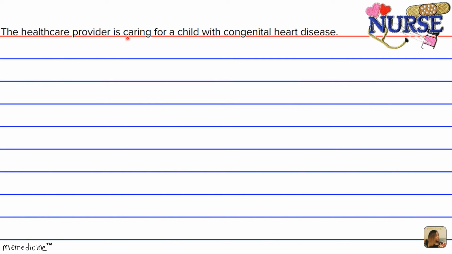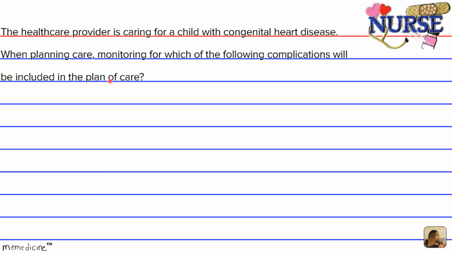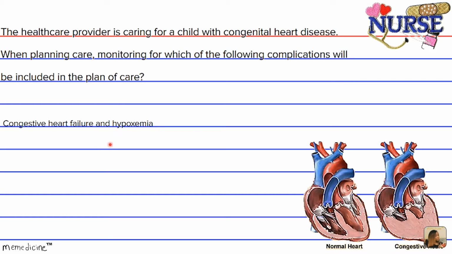The healthcare provider is caring for a child with congenital heart disease. When planning care, monitoring for which of the following complications will be included in the plan of care? Is it A, congestive heart failure and hypoxemia?